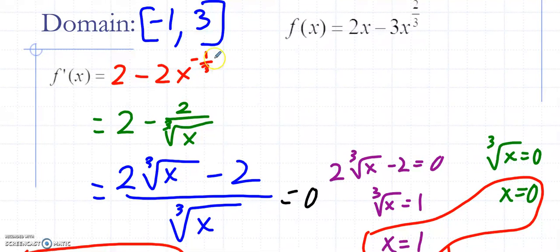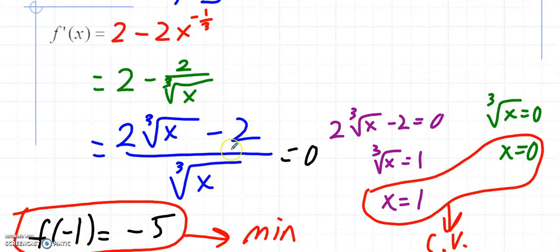Rewrite this to get rid of the negative exponents, get a common denominator, because when I set the numerator and denominator equal to 0, it's going to be very important that I have just a single function when I do that. So 2 cube root x minus 2 equals 0, and cube root of x equals 0, so I get a critical value of x equals 0, and here I get a critical value of x equals 1.